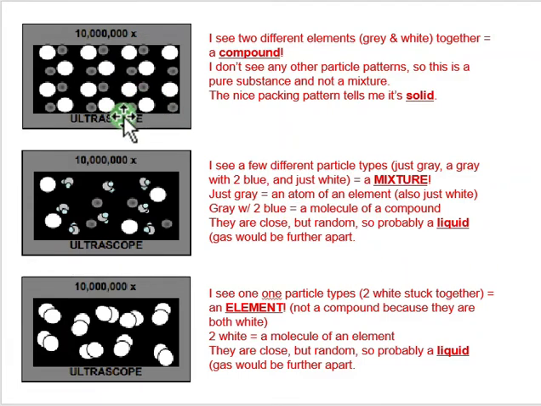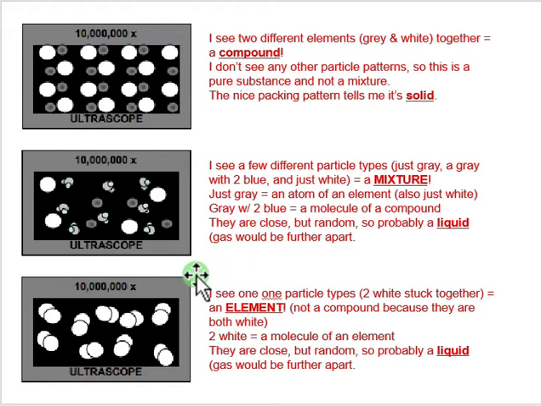When I'm looking at this one, notice that I keep seeing the repeating pattern of a black stuck to a white, a black stuck to a white, or maybe a gray and a white, and they may be rotated or twisted, but they're all looking like the same thing. I only see one type of particle, the black-white, the gray-white combo. Also, because I see two different elements together, I know I'm talking about a compound, because two elements stuck together is a compound. So I know that this is pure, because there's only one type of particle, and the fact that it's in a nice packing pattern also tells me it's solid. So this one is a solid compound.